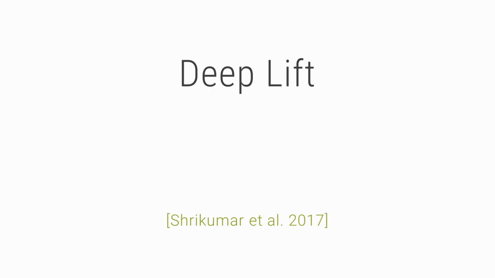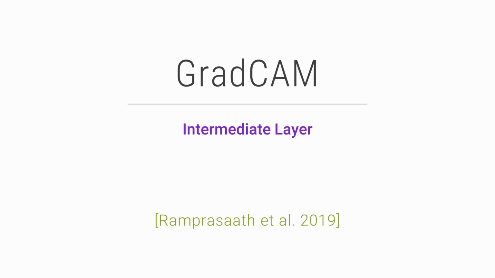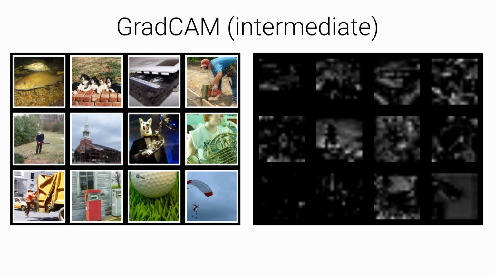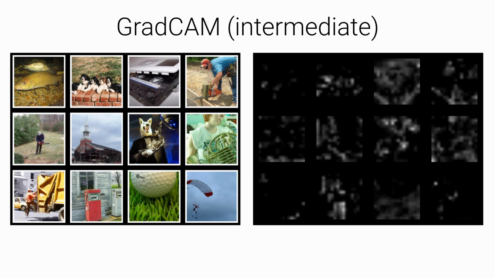So here are some results for DeepLIFT, another popular method, and again we see similar problems. This example is GradCAM at an intermediate layer. It's picking up features in the middle of a ResNet. GradCAM of an intermediate layer varies actually quite a bit, and it's not a reliable indicator of what the network reacts to.